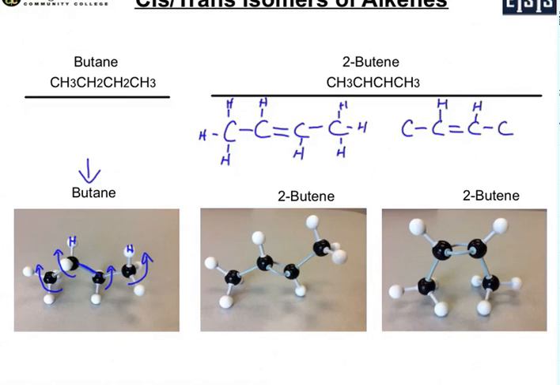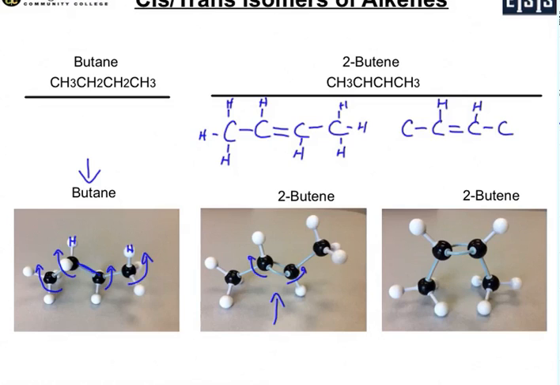But as soon as you put a double bond in, and let's look here, we've added a double bond between the 2 middle carbons. Now if you held this model in your hand and you tried to spin these 2 carbons in the middle in any direction, they're not going to spin.